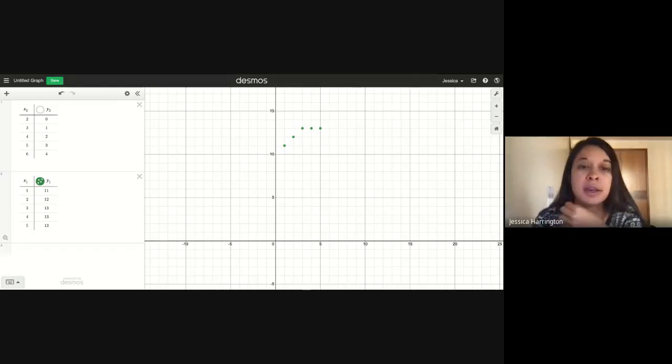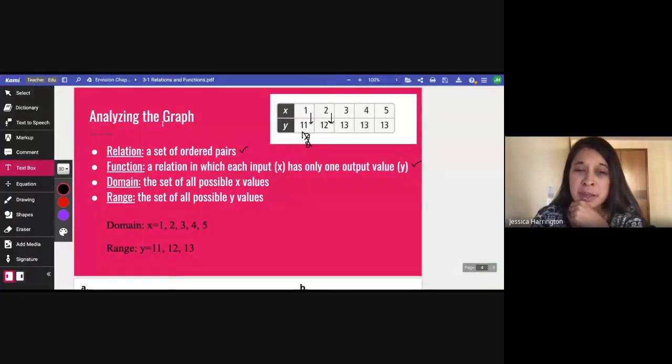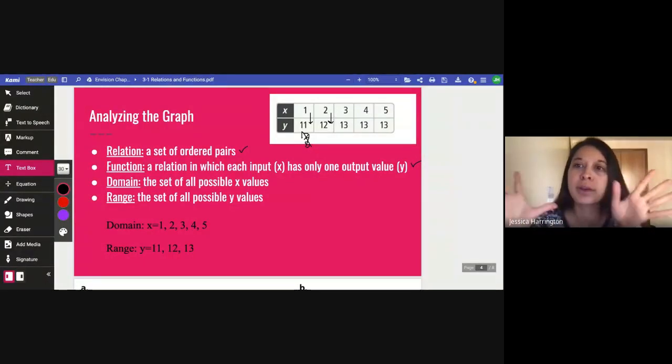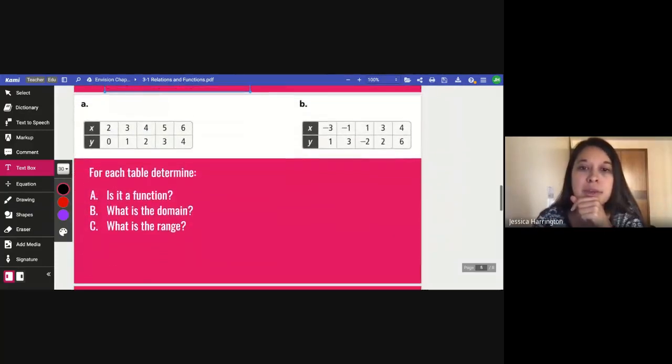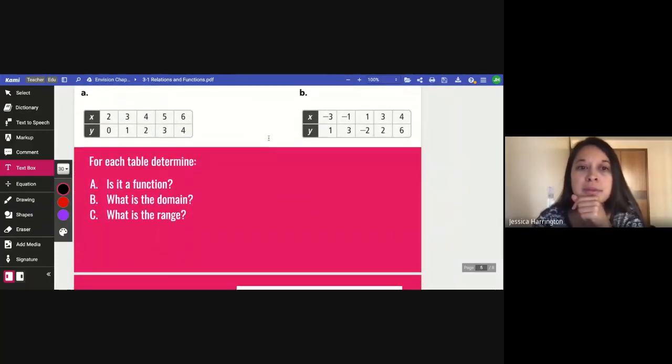Domain and range seems tricky, but it's not. You're just looking at all the possibilities, and it's something you'll keep working with till calculus, talking about domain and range. So let's practice this stuff. Let's keep going down. All right, so we have 2 new tables. So this one, let's start with A.